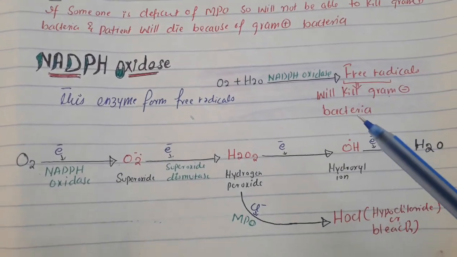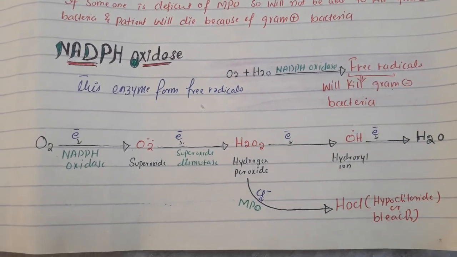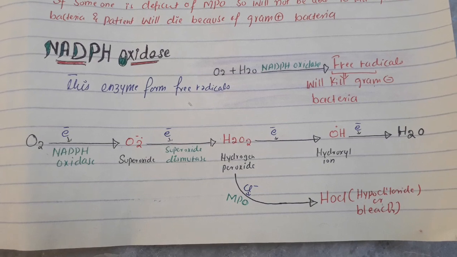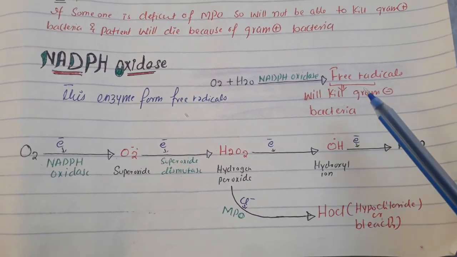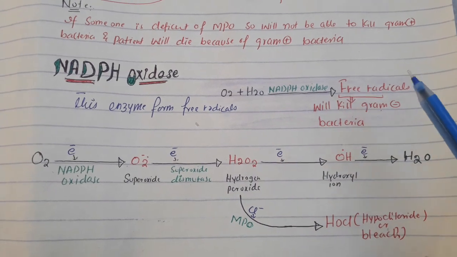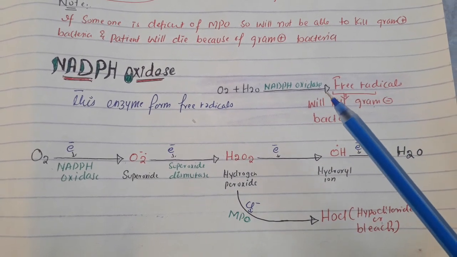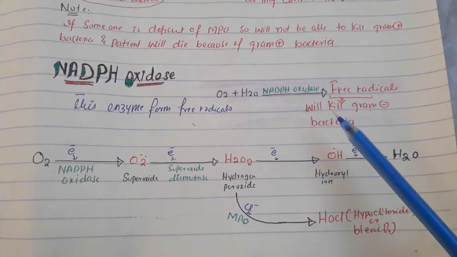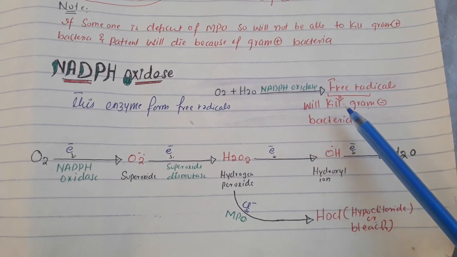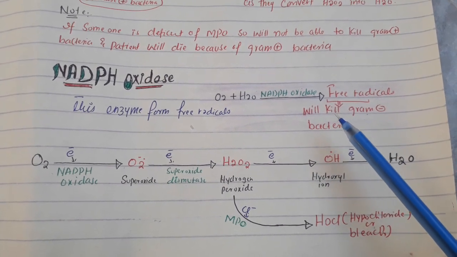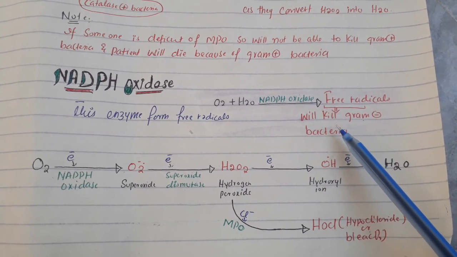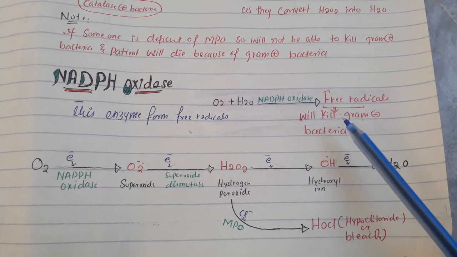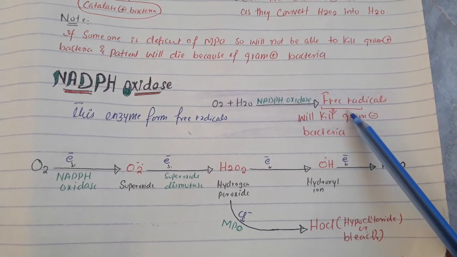Okay. Now, NADPH oxidase. If you see here, NADPH oxidase is going to form free radicals. The oxygen is going to convert into a free radical with the help of NADPH oxidase. And the free radical can kill all else. It can kill gram-negative bacteria, it can kill catalase-positive bacteria, it can kill encapsulated bacteria. Okay, it can kill everything because it has a lot of energy.